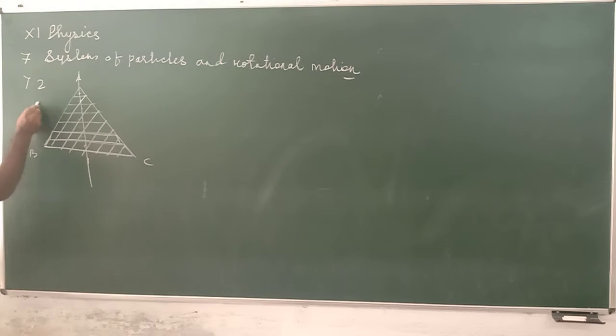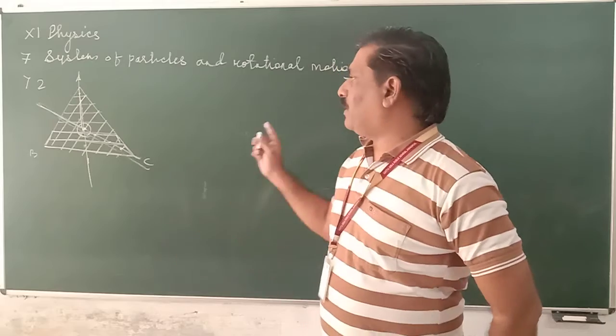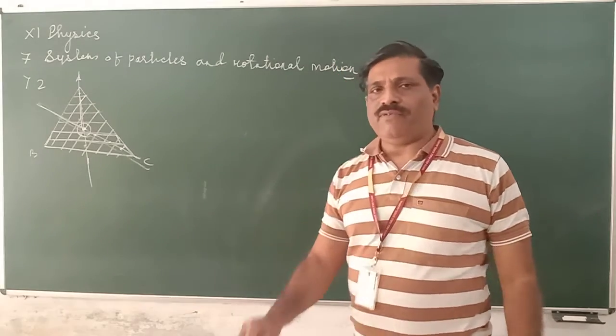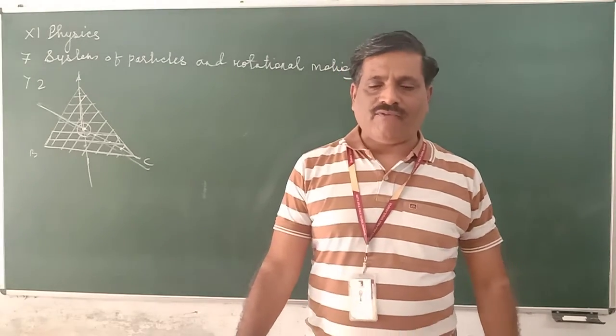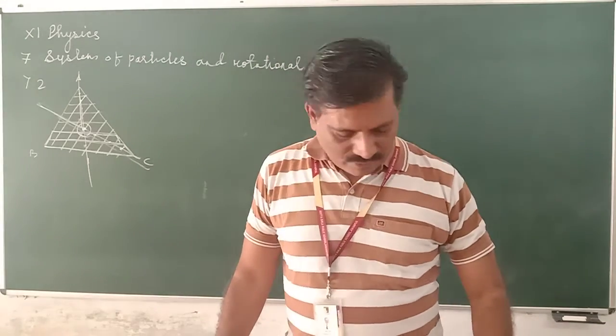Now, there are all the centers of mass. There is a line joining all the centers of mass, and where this line and this line intersect each other, that becomes the center of mass of this lamina. So this is the way, when we do not have coordinates, we can find the center of mass by geometrical means or geometrical ways.